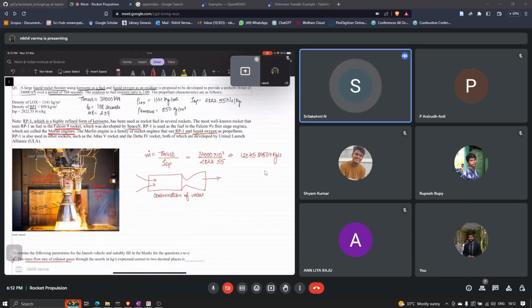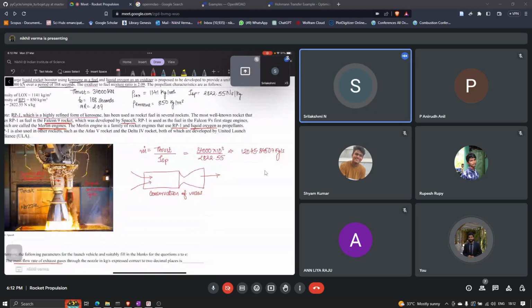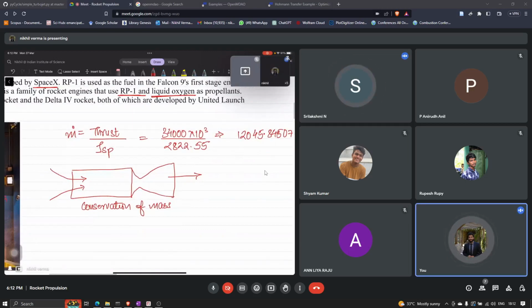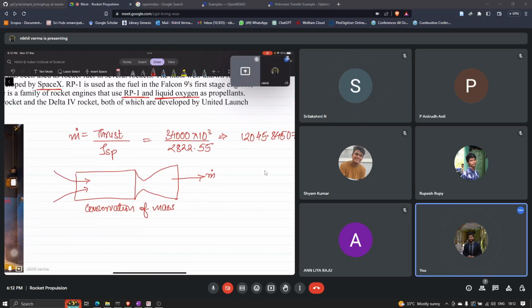Now you've written something in red, right? Conservation of mass. Whatever is going out through the engine has to come in, right? So two things are coming into the chamber, the mass of the oxidizer and the mass of the fuel, and it should be equal to the mass that is coming out, right? Correct.